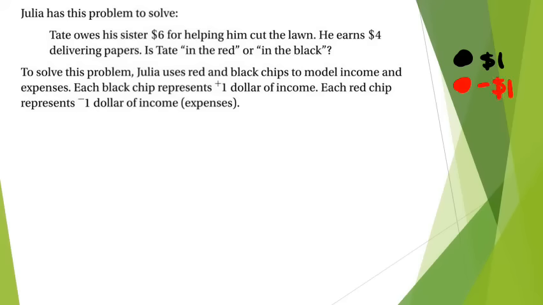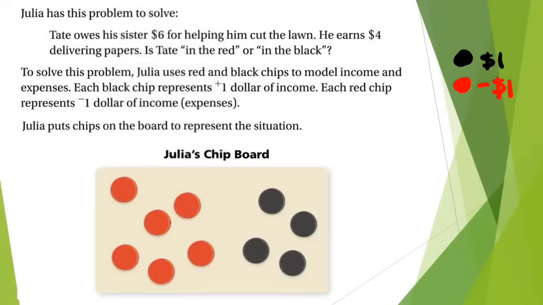So let's take a look at what she created for a chipboard. Here's what she represents for the situation. You can see here a total of 6 red chips that represent the negative $6. In other words, the $6 that Tate owes his sister for helping him cut the lawn. You can also see the black chips, which are $4 total, which is what he brings in from delivering papers. So how do we decide if he's in the red or in the black?